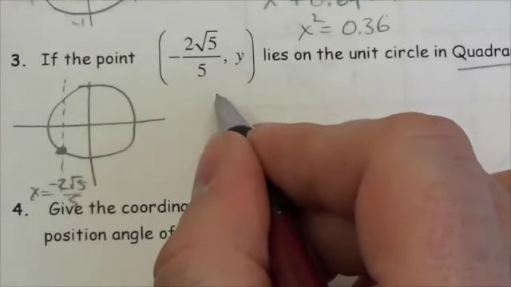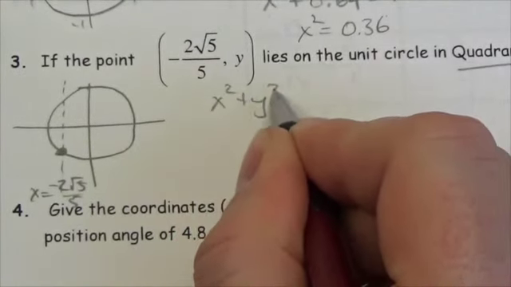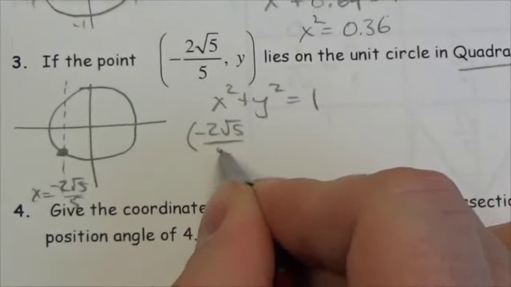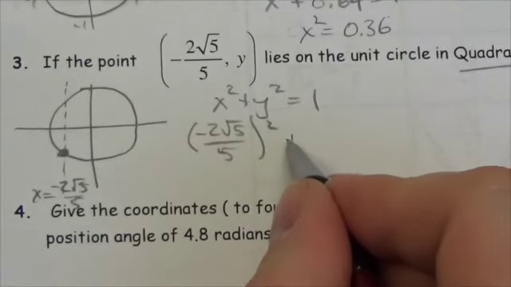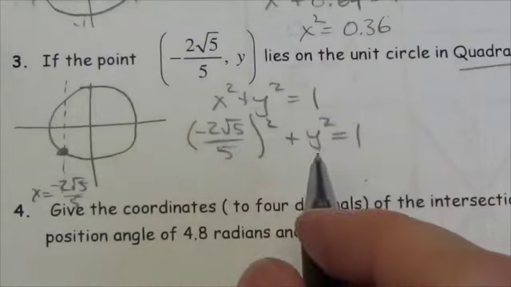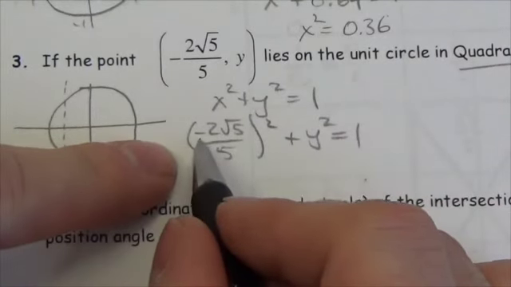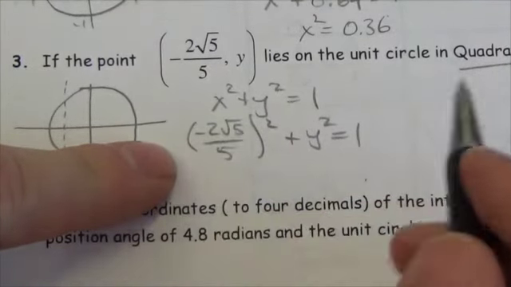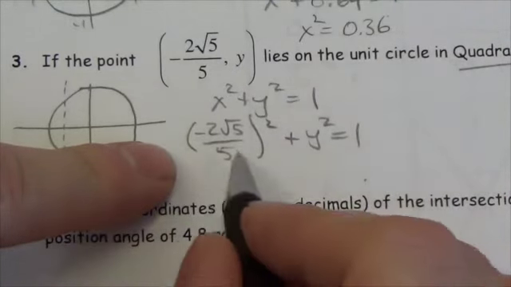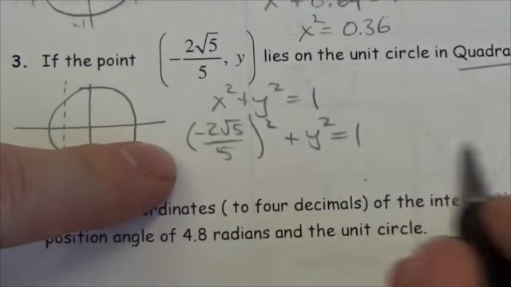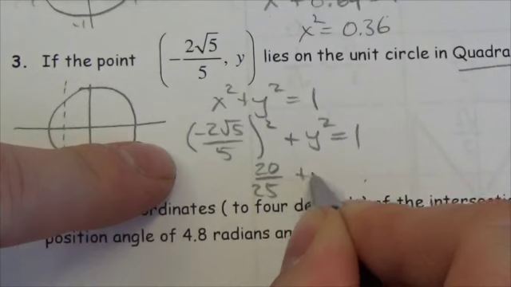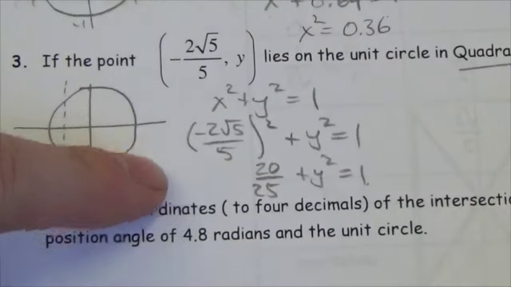Now let's put this into the unit circle. So x squared plus y squared is equal to 1. -2 root 5 over 5 squared plus y squared is equal to 1. Okay, here we go. Well, let's see. -2 squared is 4. Root 5 squared is 5. So 4 times 5 is 20. And then the denominator 5 squared is going to be 25. So this is going to be positive 20 25ths plus y squared equals 1.